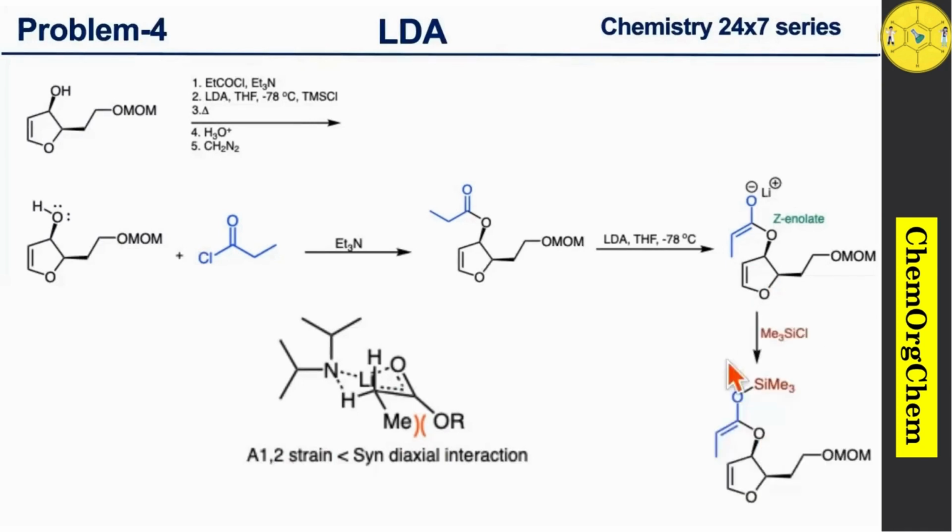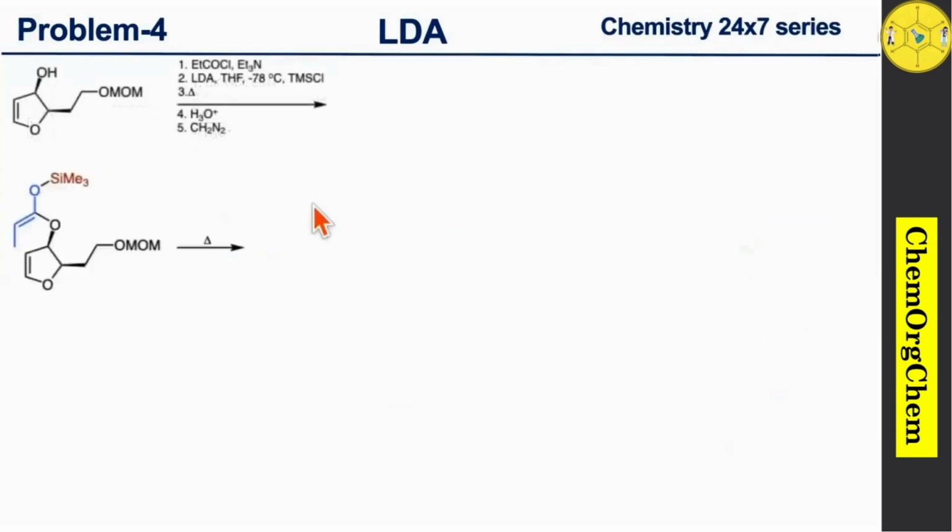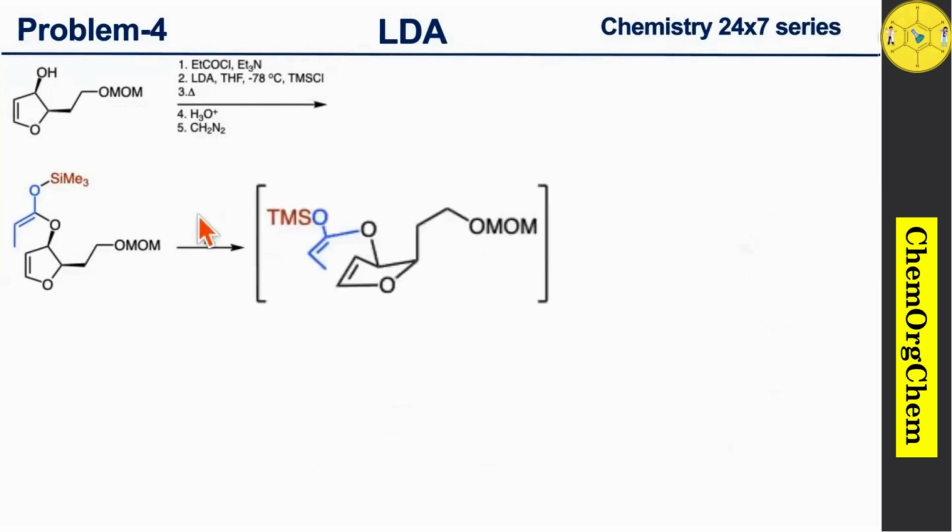The next condition is the reaction between trimethylsilyl chloride and the enolate. This enolate readily attacks the silicon atom, which kicks off the chloride ion, leading to the corresponding silyl ketene acetal intermediate. The next step is heating. When you heat the silyl ketene acetal, it readily undergoes a 3,3 sigmatropic rearrangement.